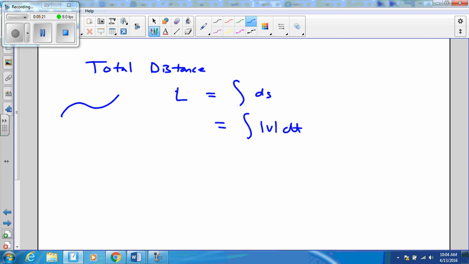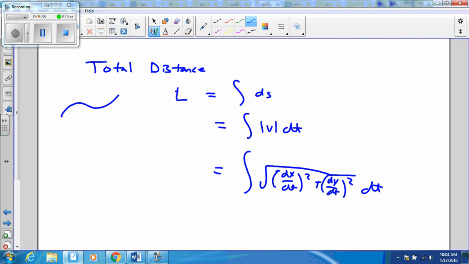Speed is the rate at which my distance is changing. And now I can expand that as the quantity dx dt squared plus dy dt squared, all square rooted. And that's going to be from A to B. And honestly, that's kind of it for parametrics. Seems a lot easier now.